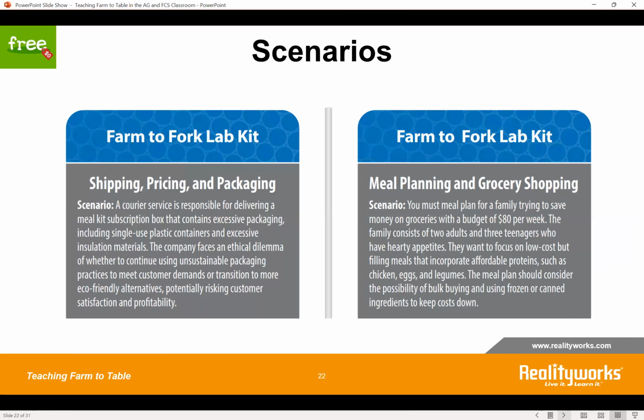You can go ahead and use these in your program to have your students try to problem solve themselves. We chose one from the shipping, pricing, and packaging scenario kit, and we also chose one from the meal planning and grocery shopping card deck. So you can go ahead and give these a try with your students and see how they do. But again, you can see how scenario-based learning really can turn students into great discussions, great problem-solving learning, weaving in a lot of soft skills as well. So we just love the scenario-based learning.